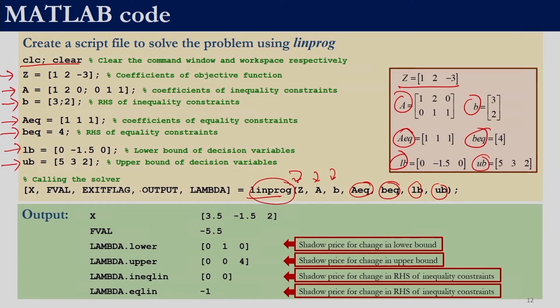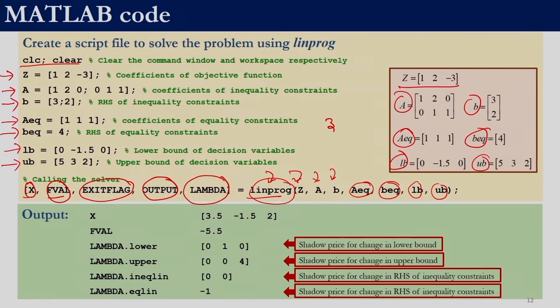The output we expect from this function is the values of the decision variables. In this case it will be 3 values, because we have 3 decision variables. The next will be a scalar value, because this is the value of the objective function at this point. Exit flag again will be a scalar, and it will tell us the reason for termination of linprog. Output is a structure which will have several fields giving various information on the solution of this problem using linprog. And then we have the Lagrangian multipliers.